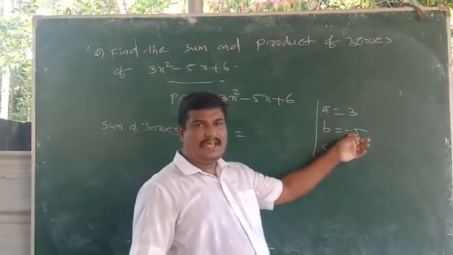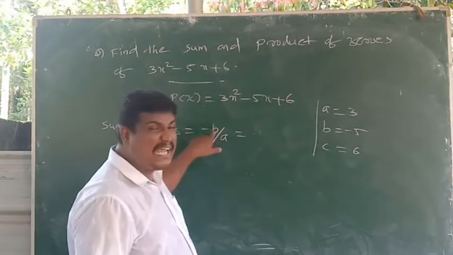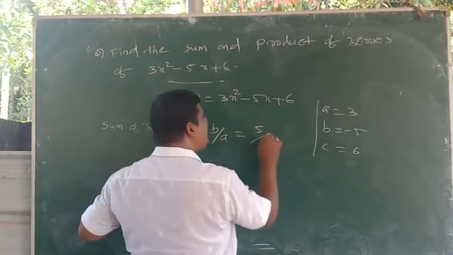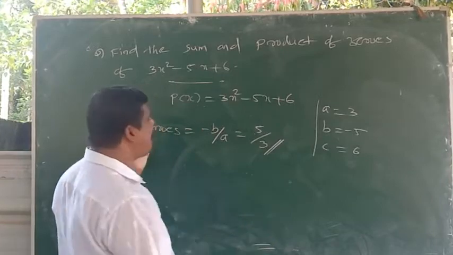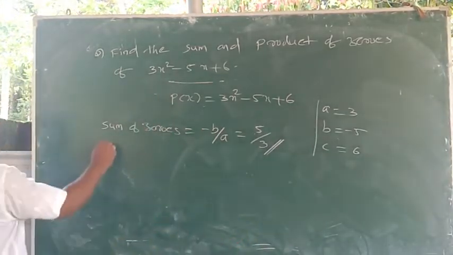What is b? Minus 5. That is minus b, minus of minus 5, that is 5 by a, 3. The sum of zeros is 5 by 3. Easy. Clear?